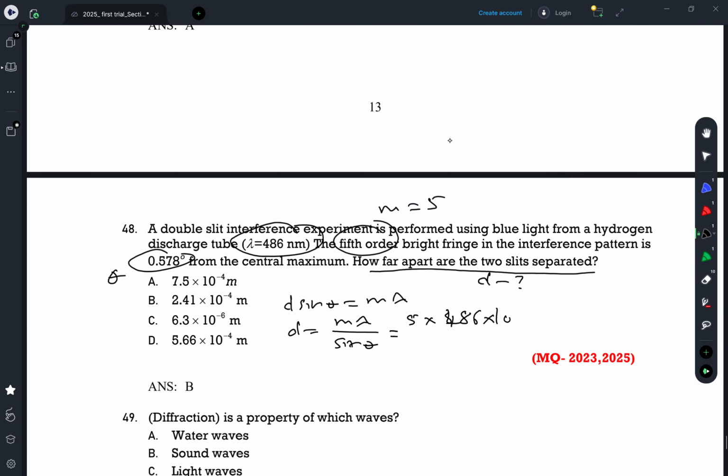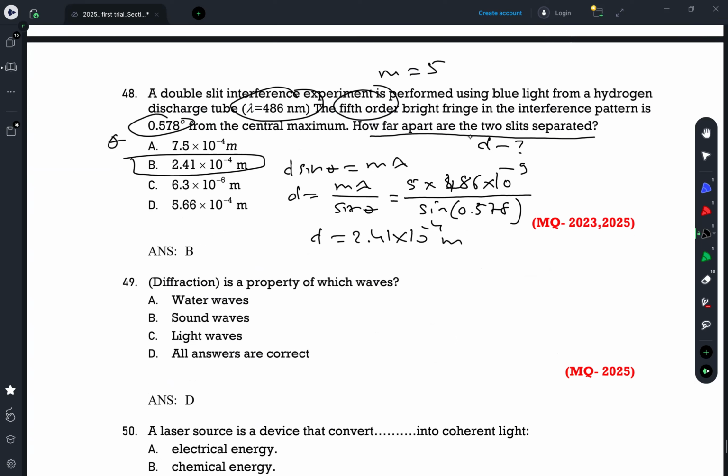Lambda 486, but it must be converted to meters by 10 to the power of -9, divided by sine of 0.578. Let's find it. 5 times 486 times 10 to the power of -9 divided by sine of 0.578. The result is 2.4 times 10 to the power of -4 meters. So B is the answer.